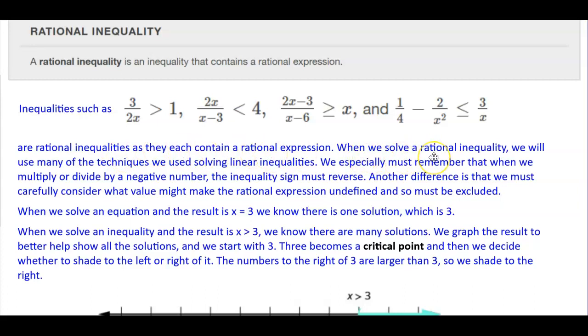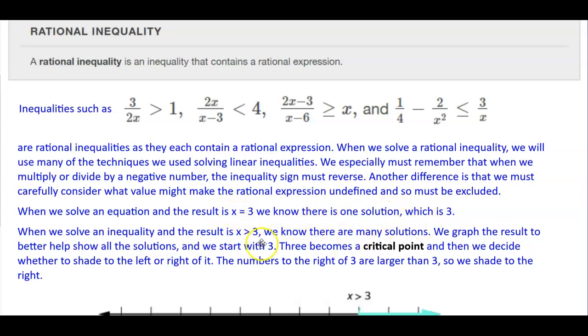When we solve a rational inequality, we will use many of the techniques we used solving linear inequalities. We especially must remember that when we multiply or divide by a negative number, the inequality sign must reverse. Another difference is that we must carefully consider what value might make the rational expression undefined, and so must be excluded.